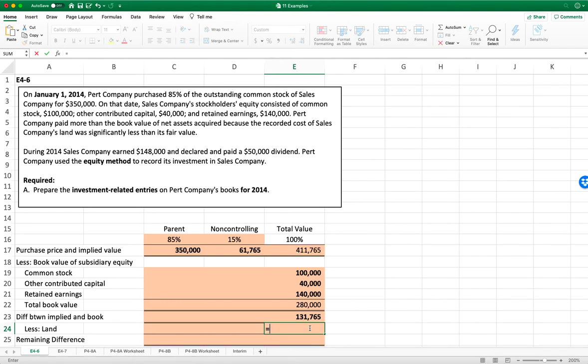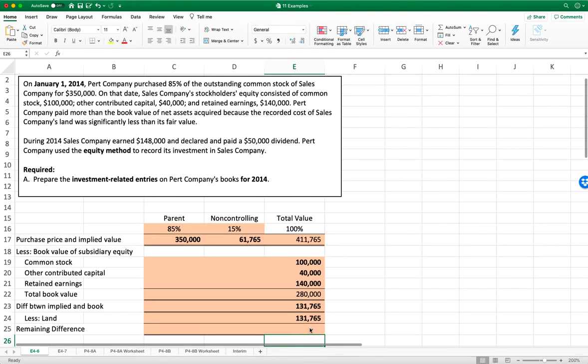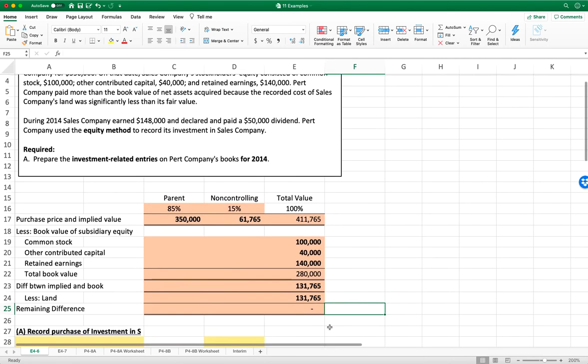Now remember, in this case, we're going to be writing up land. That's going to require a debit, and we're going to enter any debits as positive numbers. So we're just plugging it, but it's going to be a positive number. We're going to subtract it out, and this is just showing us that we've allocated our full difference, and our entries are going to balance when we go to do them later.